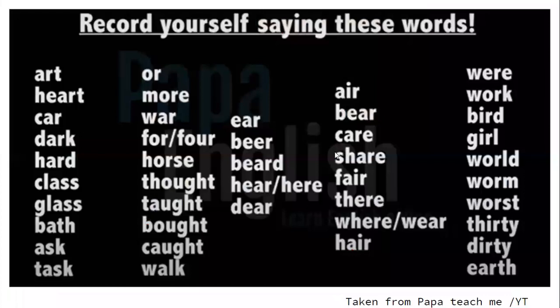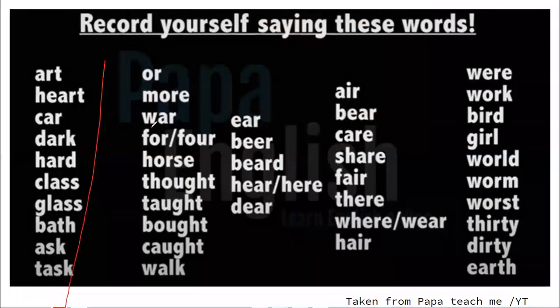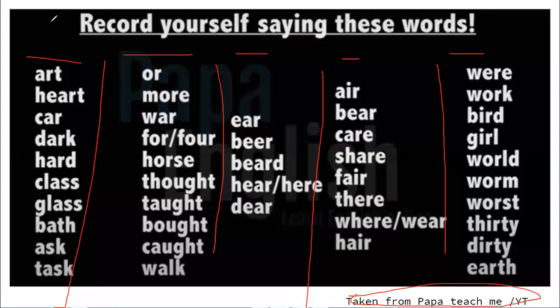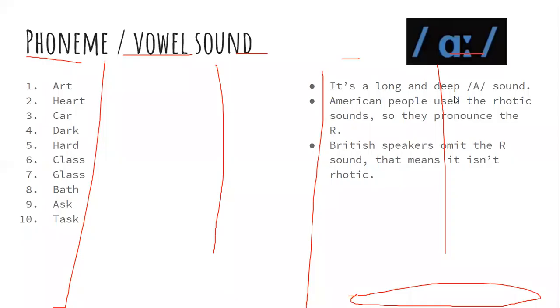What we're going to do is that these words have different categories. This is a category, this is another category, this is another category. This was taken from a YouTube channel, very nice, with good information. Each of these groups focuses on a different sound. These are British sounds. You're going to help me repeat them.